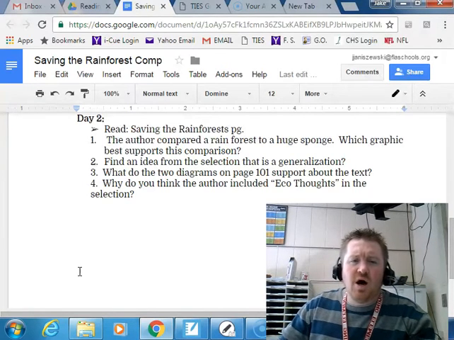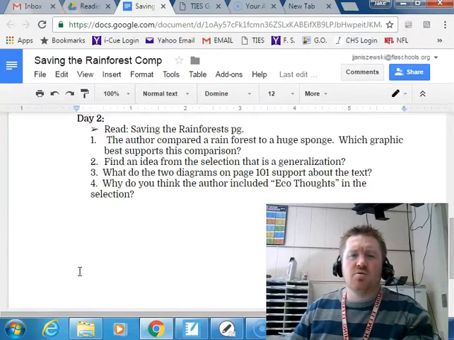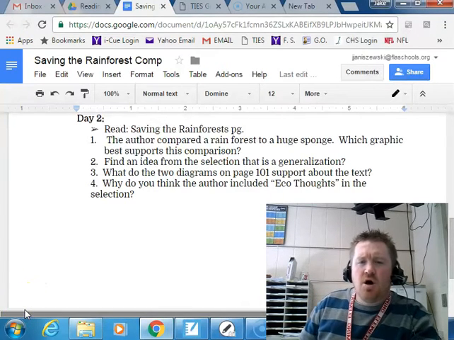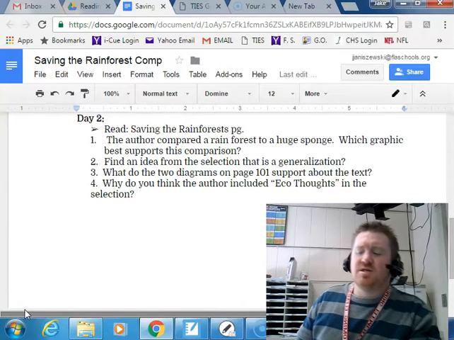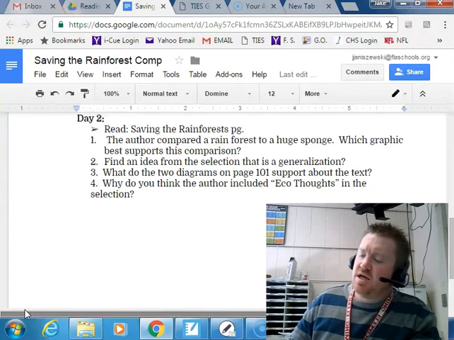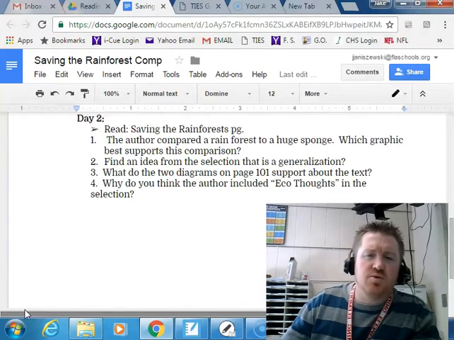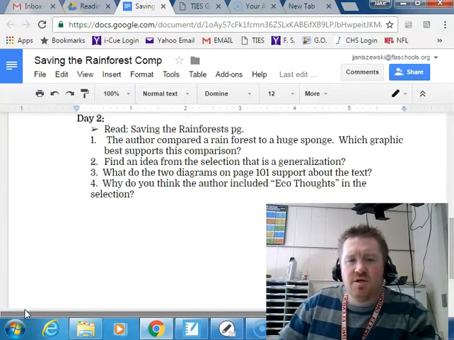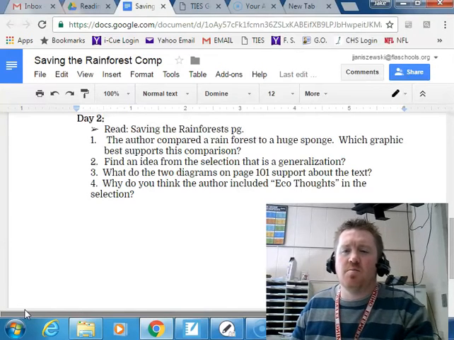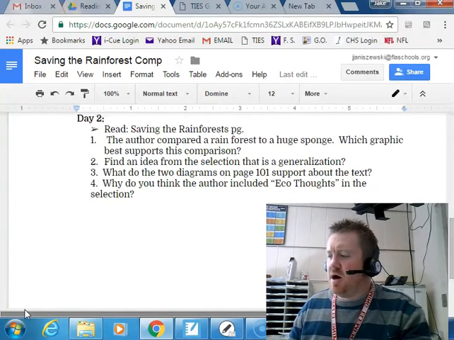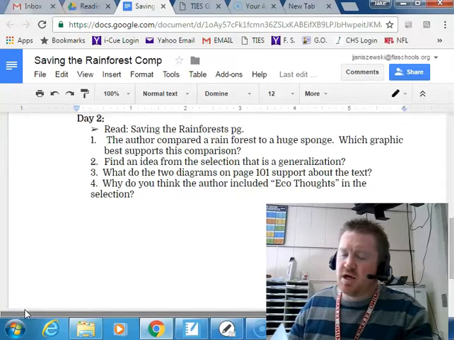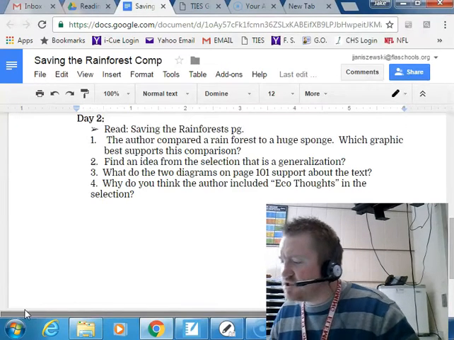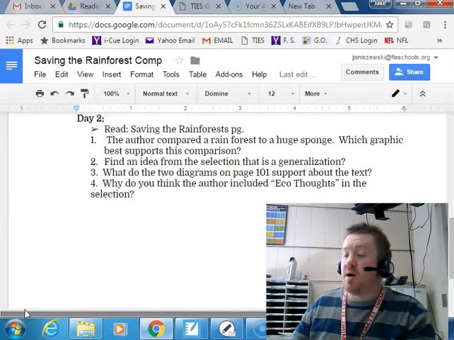Number 4, why do you think the author included echo thoughts in the selection? The author included echo thoughts because on each of the pages, each echo thought gives a fact about the rainforest that helps us understand the importance of the rainforest. One of them talks about logging and how when a tree is cut down, it can take hundreds of years for the tree to regrow properly.